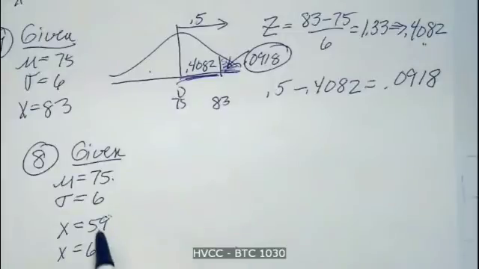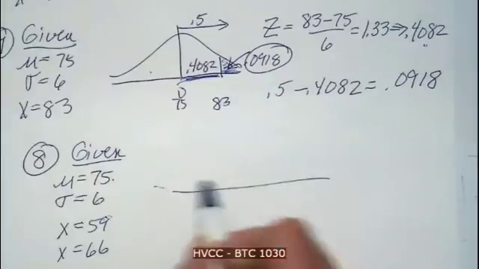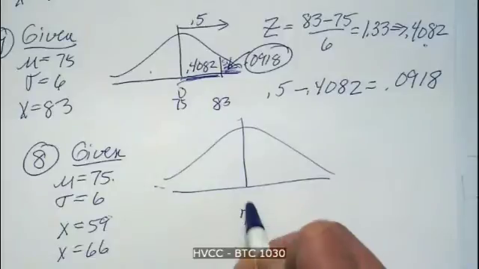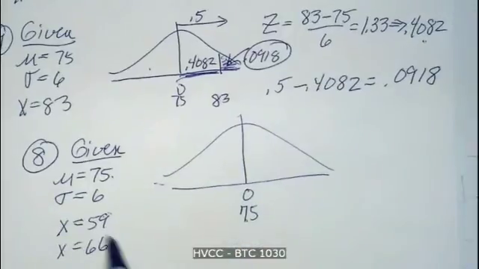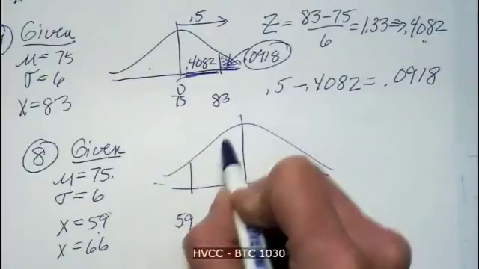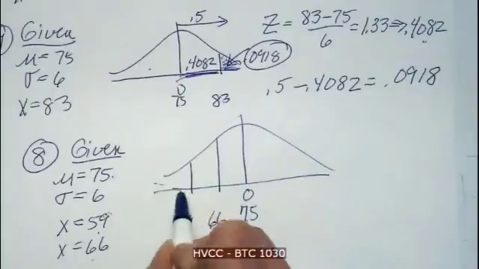Okay, so I gave you 2 x's. Next step, we draw the curve. 75, where the population is always in the center. X is 59. The other x is 66. They're both on the left side.